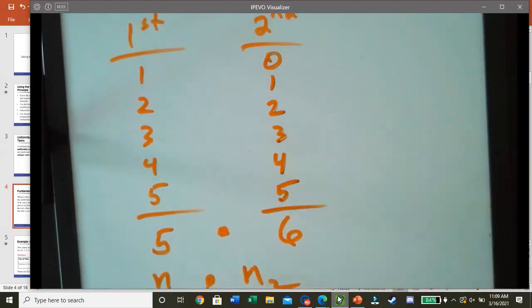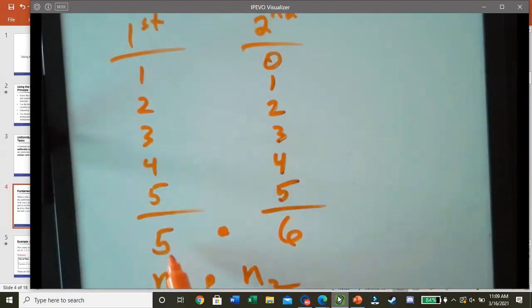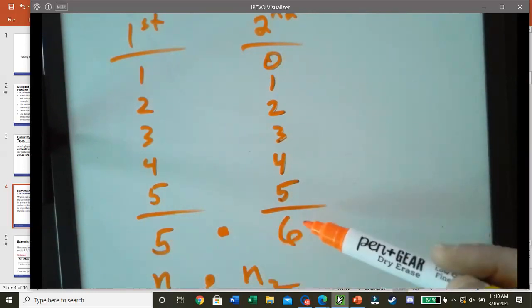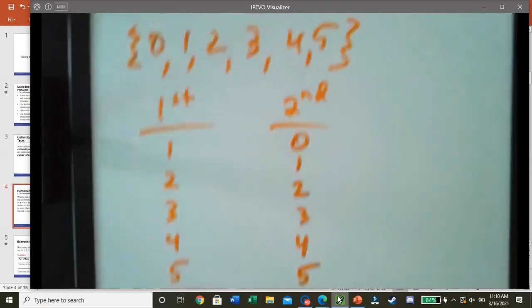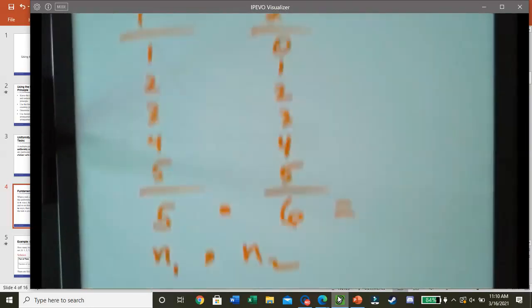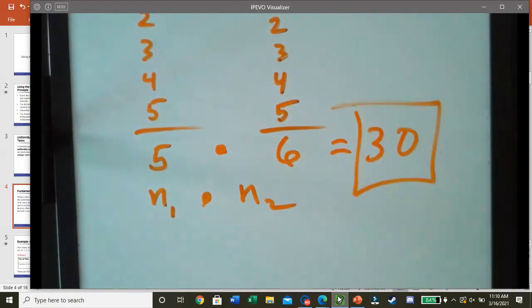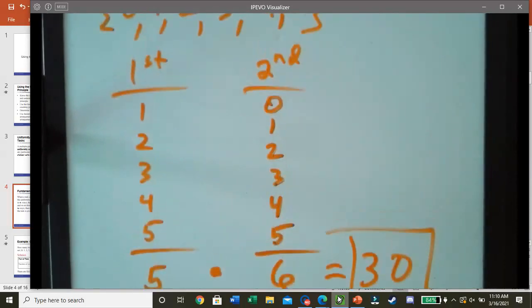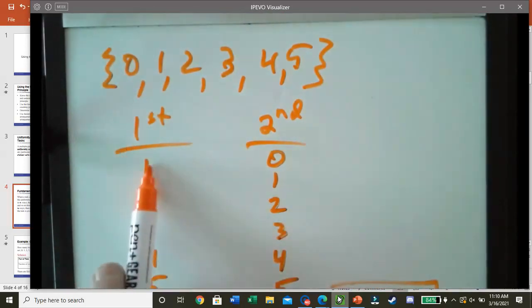So what we do here is, N1 is the first digit, N2 is the second digit. So basically what we're saying here is if we multiply these two possibilities, N1 times N2, we would get the total number of ways we could arrange 2-digit numbers using the set 0, 1, 2, 3, 4, 5. And so 6 times 5 is what? Yeah, 30. So there's 30 different numbers that we can arrange using the digits 0, 1, 2, 3, 4, 5, where 0 is not counted as the first digit.